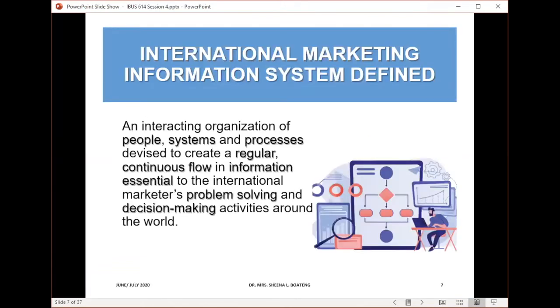So with regard to the international marketing information system, what are we saying that it is? We are saying that it's an interacting organization of people, systems, and processes that are devised to create a regular, continuous flow of information that is essential to the international marketers' problem solving and decision-making activities around the world. So by definition, that is what an international marketing information system is.